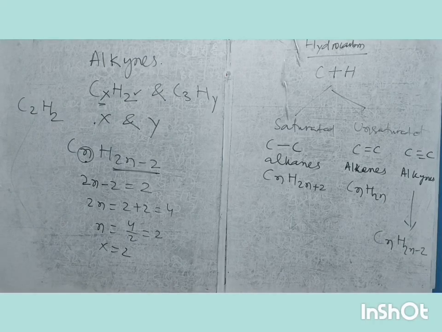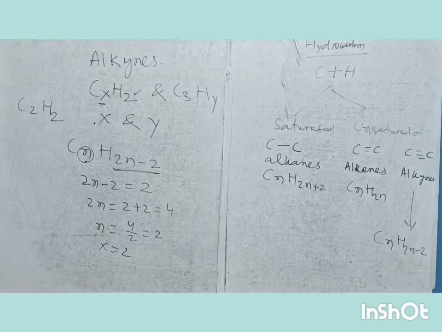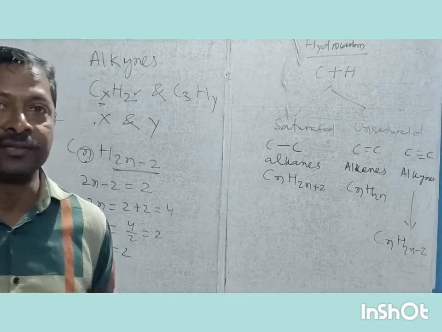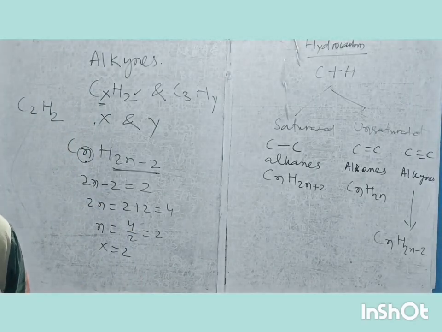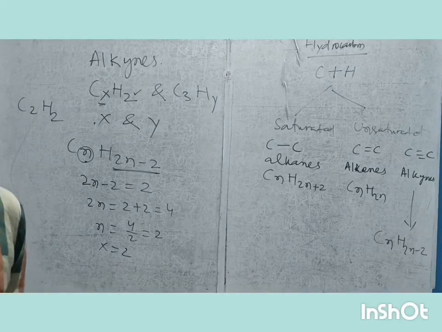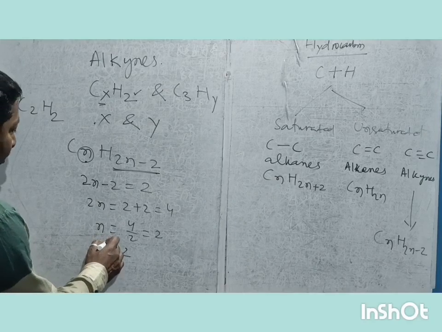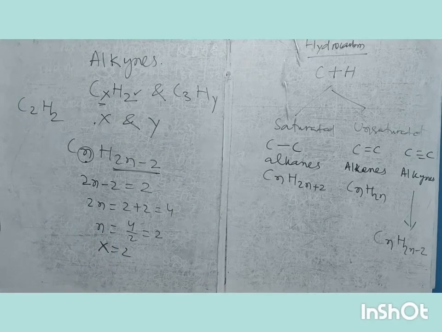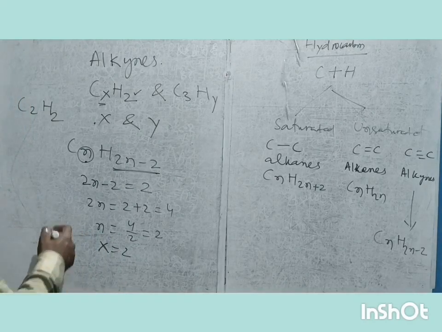And the name of the compound is, who can say? What is C2H2? The first compound of the alkyne series. Who can say? Ethyne. C2H2 is ethyne. Okay? So this is ethyne.